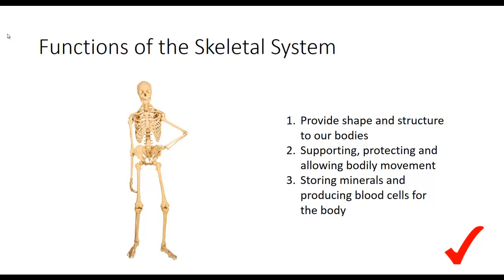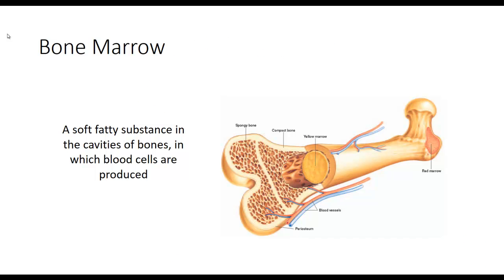The skeletal system is one of your major body systems. The main purposes of the skeletal system, as laid out here, are to provide shape and structure to your body, support, protect, and allow for body movement, and for storing minerals and producing blood cells for the body. That third one is the one we're going to take a look at most closely in this unit. So let's talk about that.